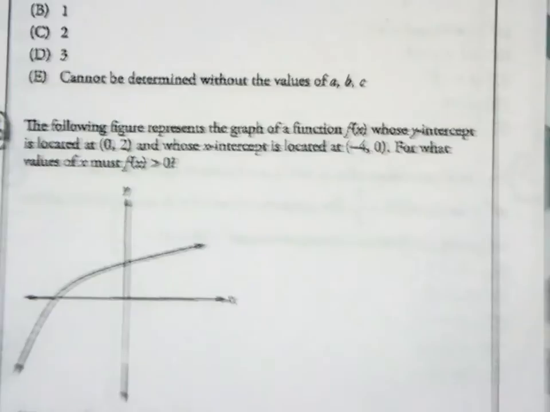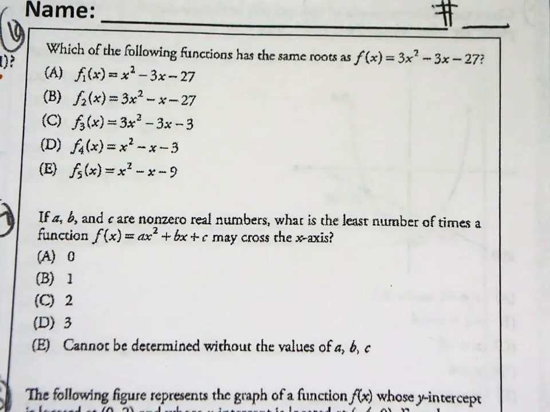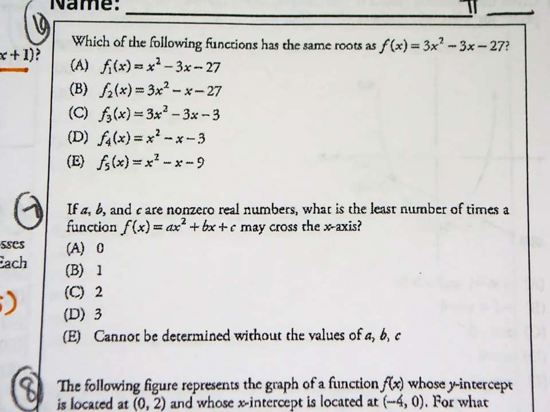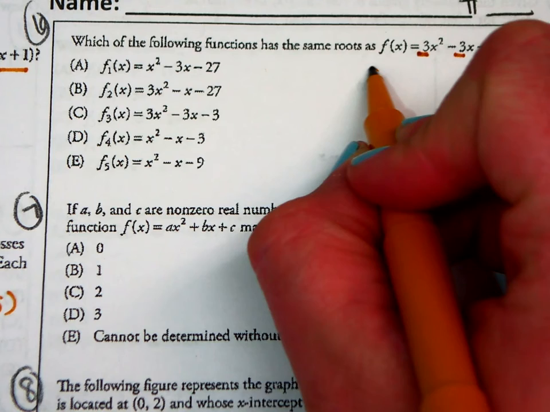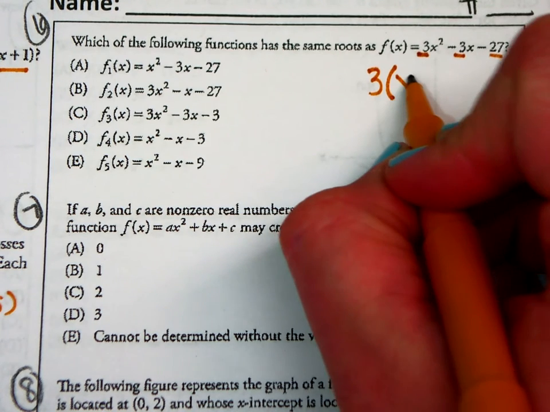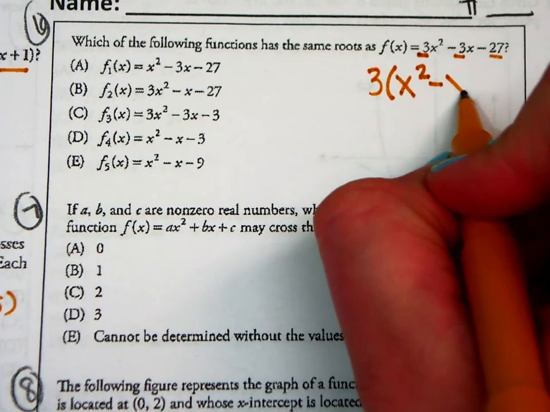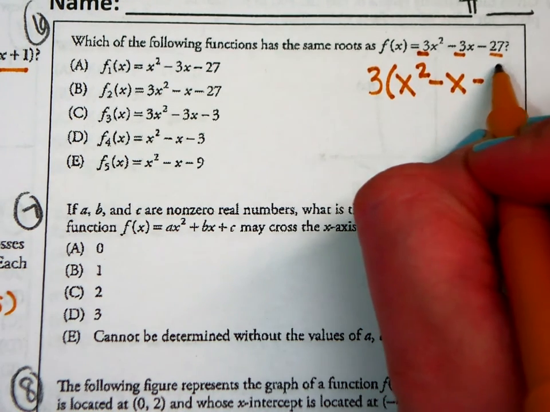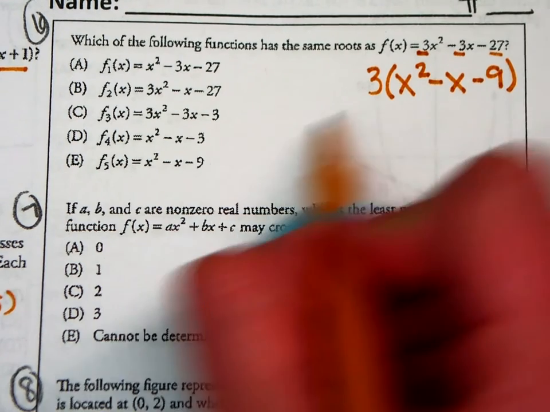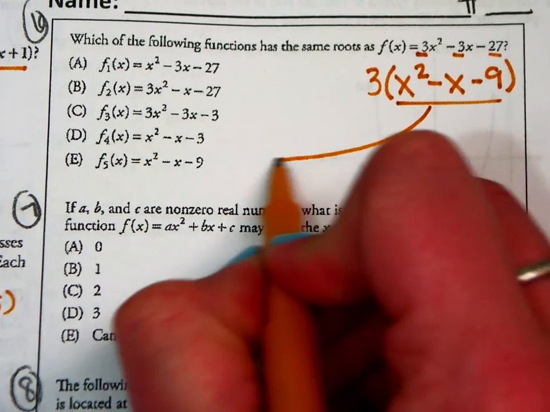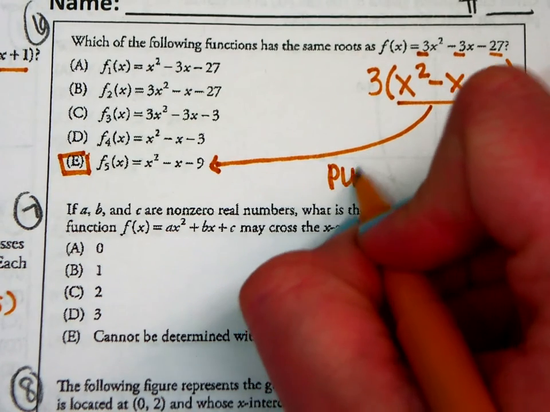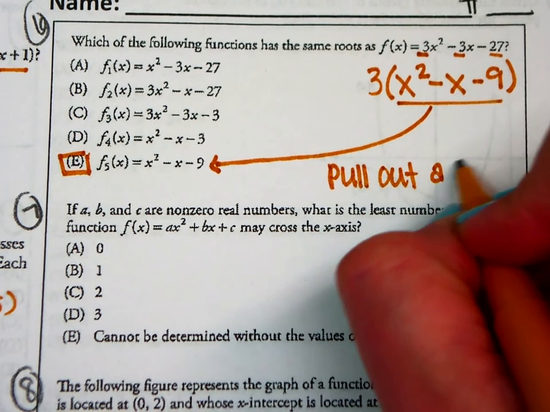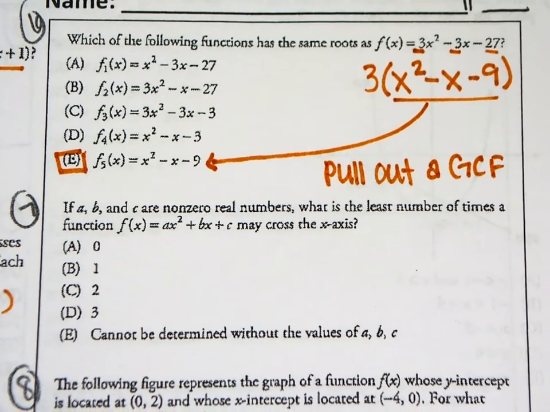Number 6, which of the following functions has the same roots as 3x squared minus 3x minus 27? Hopefully you notice the GCF: 3, 3, and 3. If I pull a 3 out of this function, this would become x squared minus x minus 9. And looking at my answer choices, this piece of my function matches option E. So all we did here was pull out a GCF, and that will give you option E.